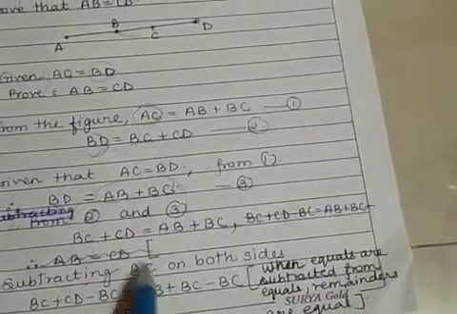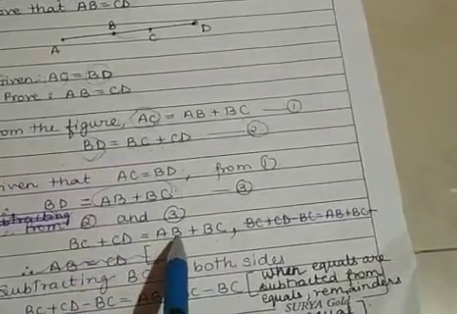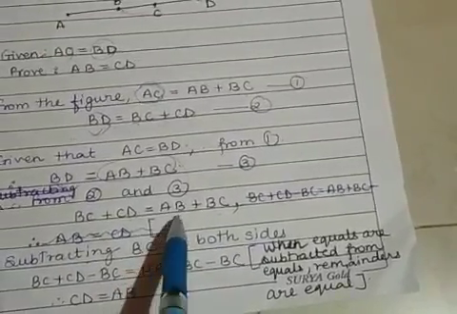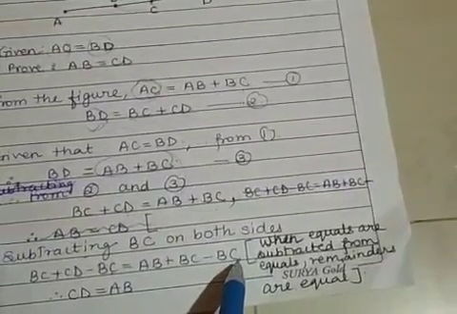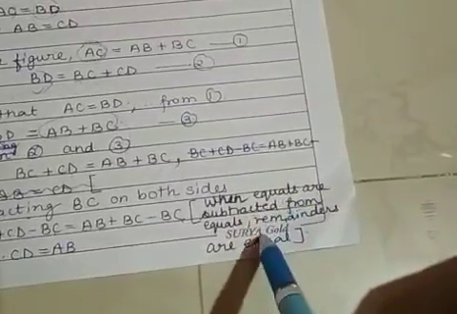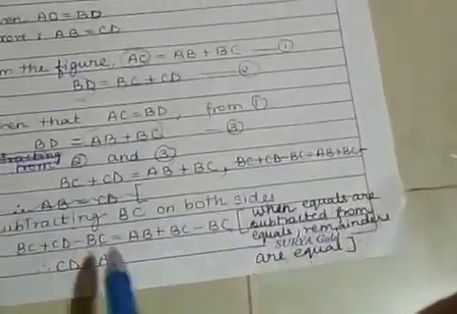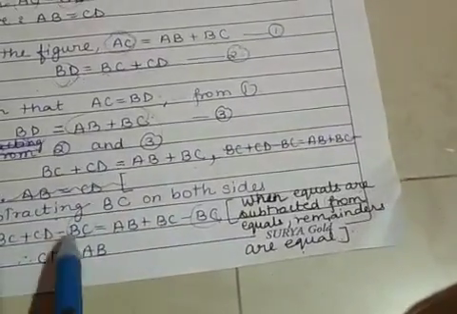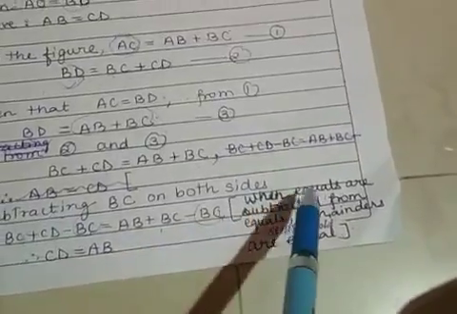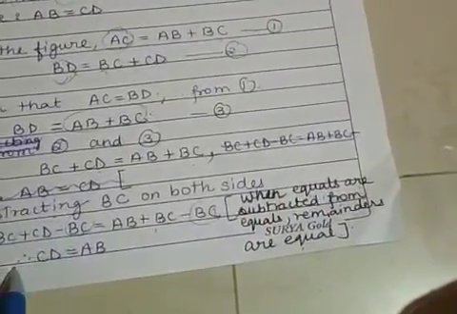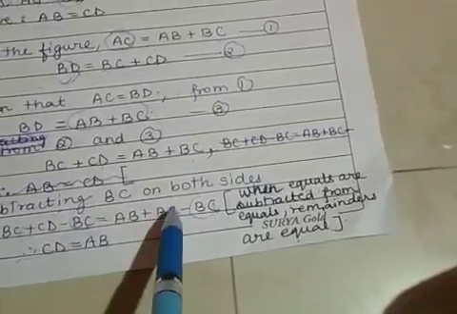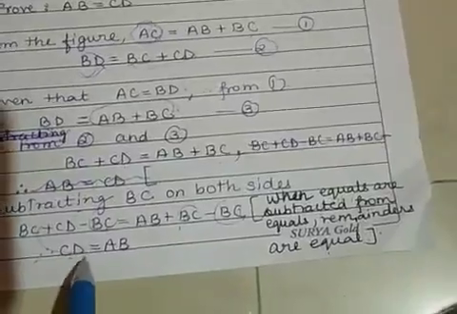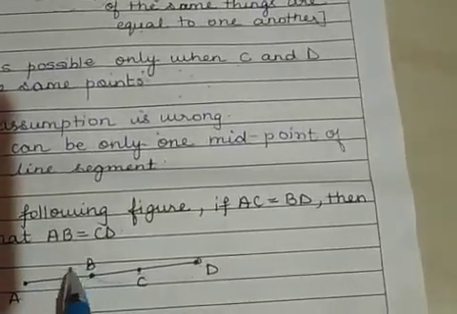Now I subtract BC on both the sides. I get BC plus CD minus BC is equal to AB plus BC minus BC. This is when equals are subtracted from equals, remainders are also equal. If I subtract the same things from both the sides, then whatever is remaining is also equal. So I am using this axiom. CD is remaining and here AB is remaining, so these two also should be equal. So CD is equal to AB. This is what we had to prove.